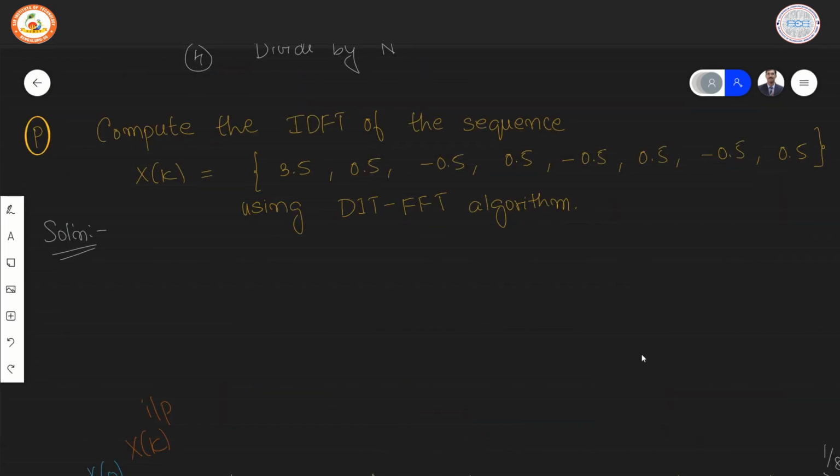Let us consider a numerical on computation of IDFT of a sequence. The sequence is provided here. X of k is equal to 3.5, 0.5, minus 0.5, 0.5, minus 0.5, 0.5, minus 0.5 and 0.5. It's an 8-point sequence and you are asked to find IDFT using the decimation in time FFT algorithm. Alternatively, the same question could have been asked as: using radix 2 inverse DIT FFT, compute the sequence x of n. So in the question you have to identify the method and use the appropriate structure.